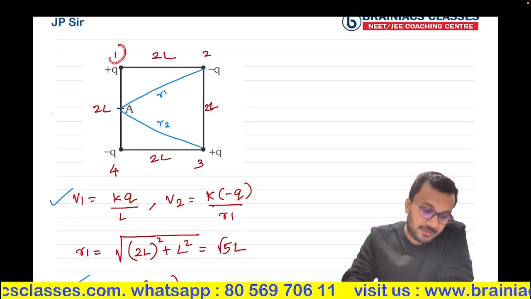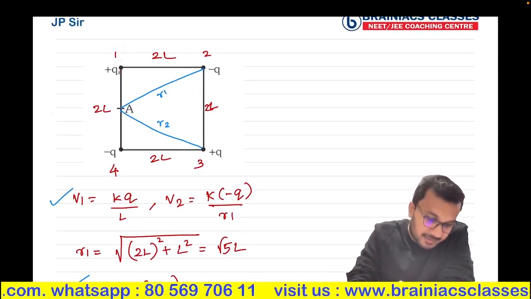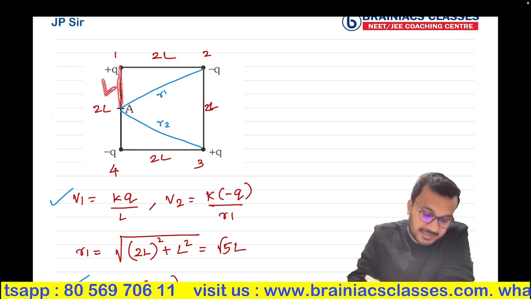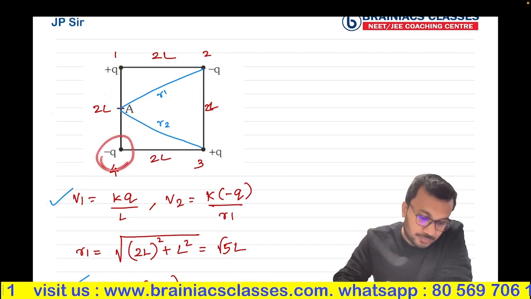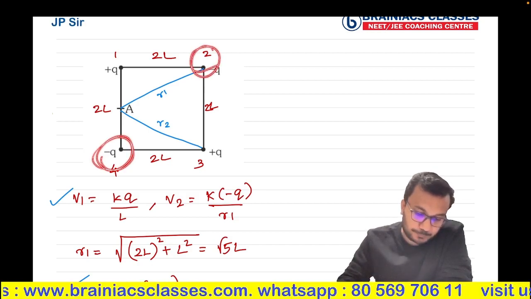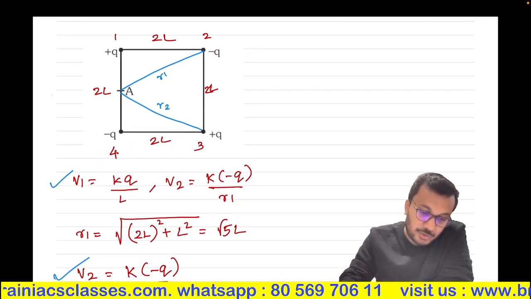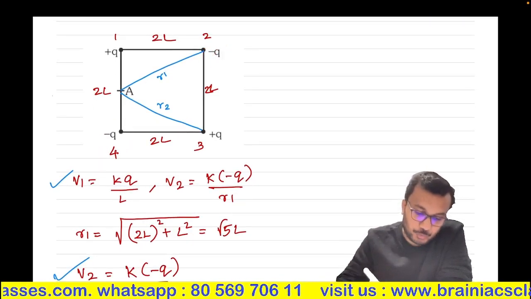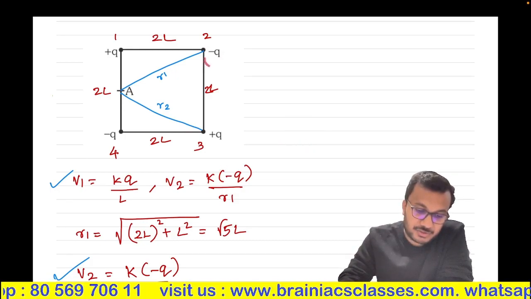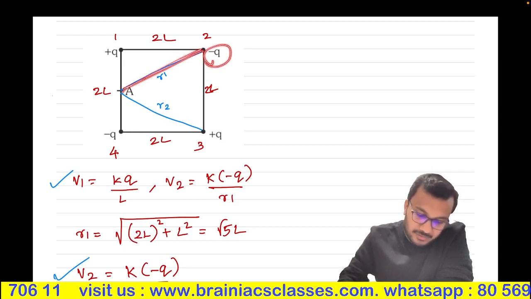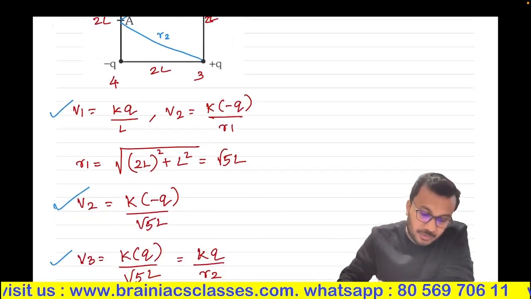Now we'll calculate V1. What is V1? KQ by the distance. How much is R? R means L. So V1 is KQ by L. Now V2. For V2, it is K into the charge, minus Q, divided by R1. The formula is KQ by R, so I write minus KQ by R1. What is R1? Root 5 L.